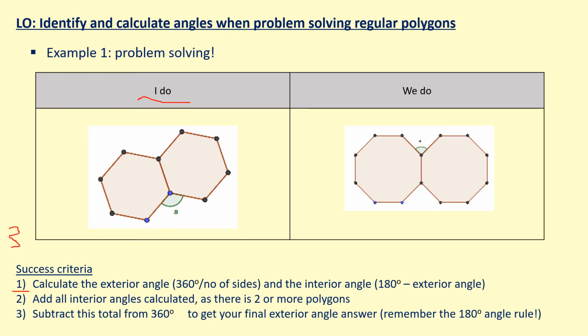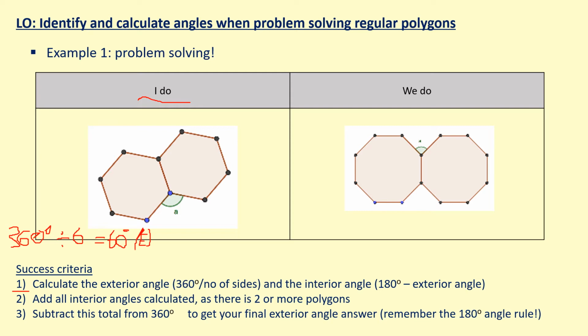So we do 360 degrees divided by 6. That's going to give us 60 degrees. And that is our exterior angle. Okay, which I've said in that first part: calculate the exterior angle, 360 divided by the number of sides.